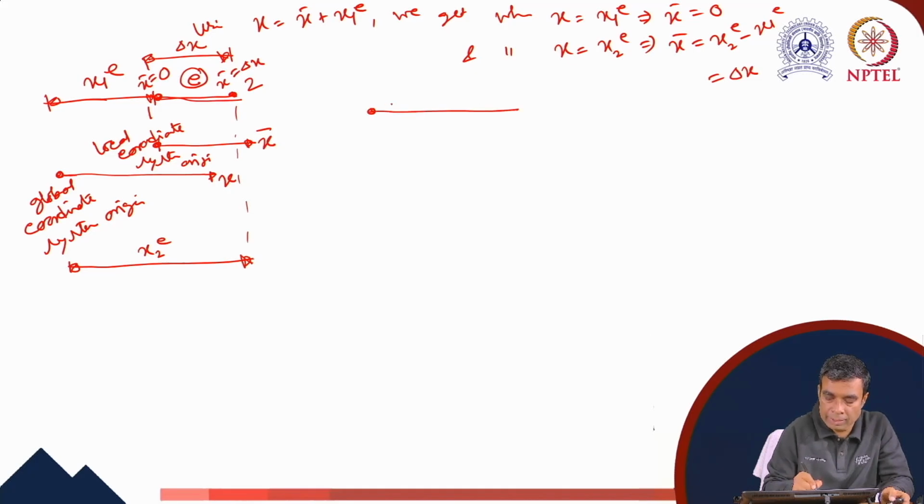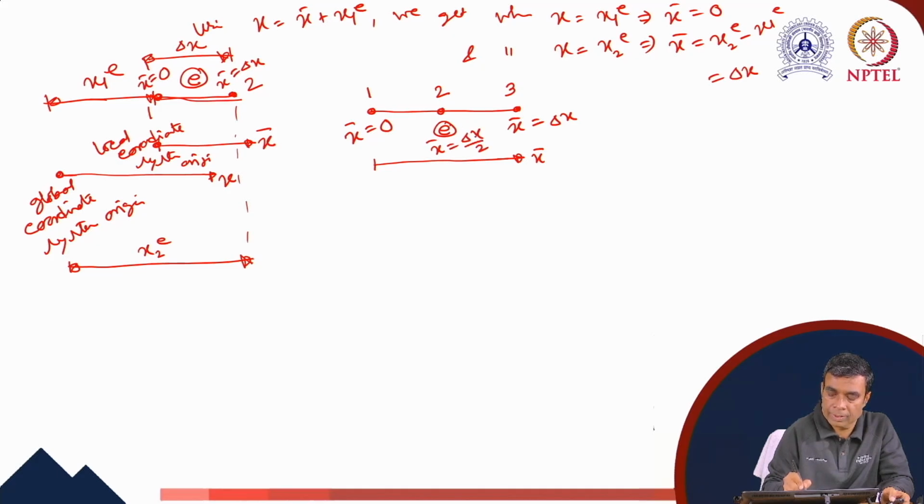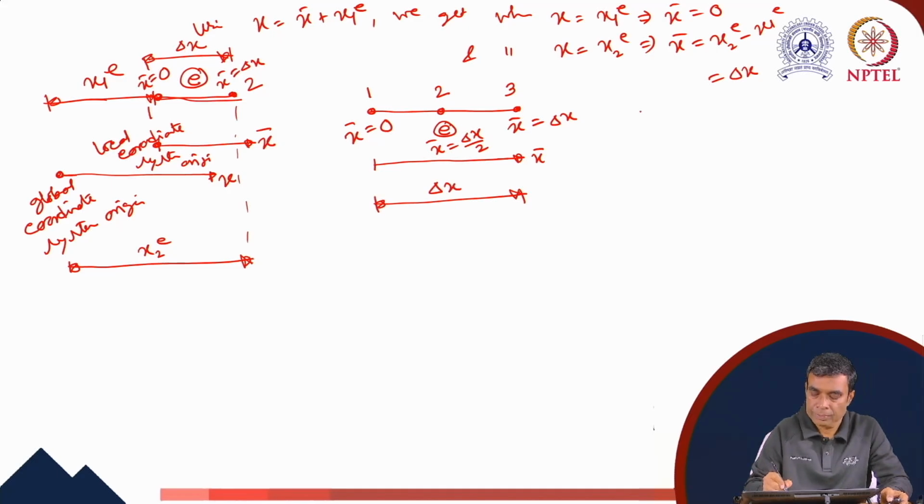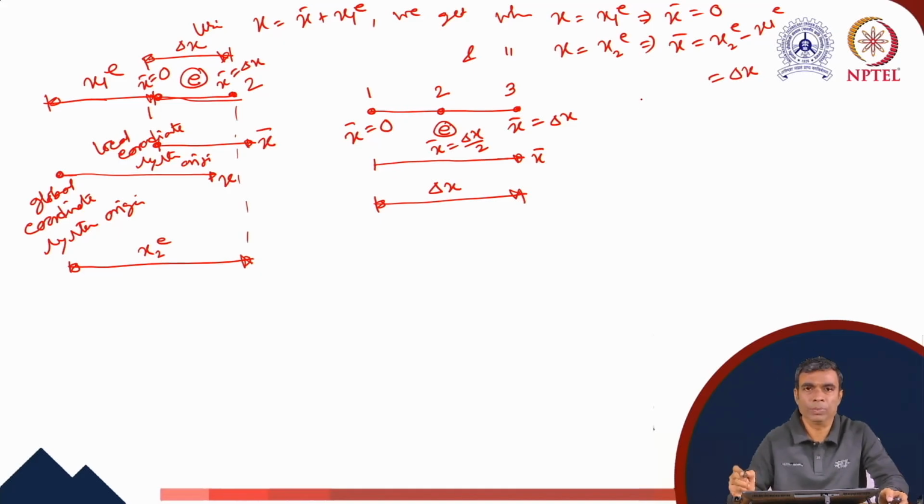Now, if we consider a 3-noded bar element or a quadratic element, so x bar goes in this direction. So this is x bar equals 0. This is x bar equals delta x. For node 2, this is x bar equals delta x by 2. Here, delta x is the size of the element. Now, this concept can be extended to 2 dimensions or even 3 dimensions.